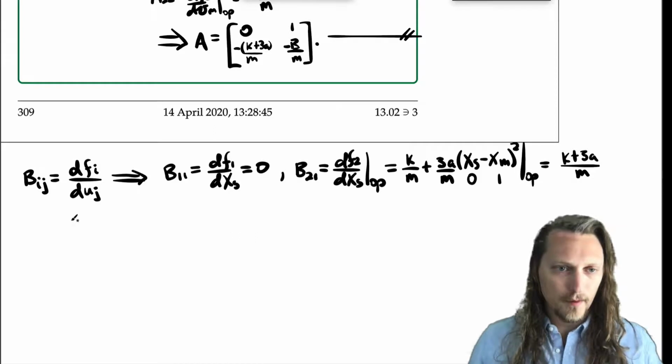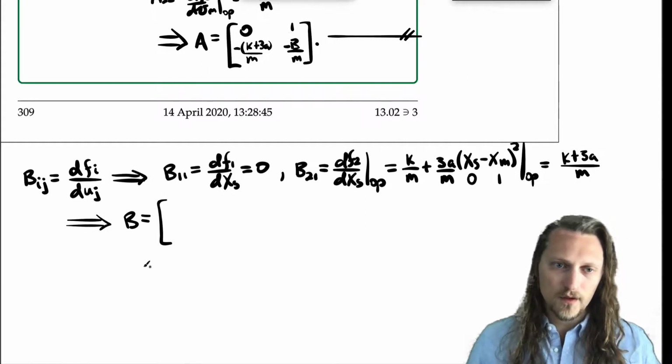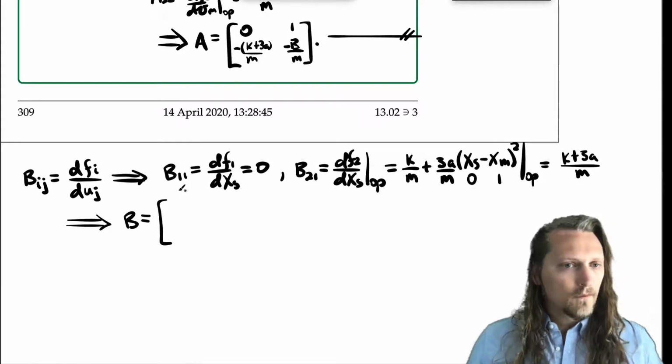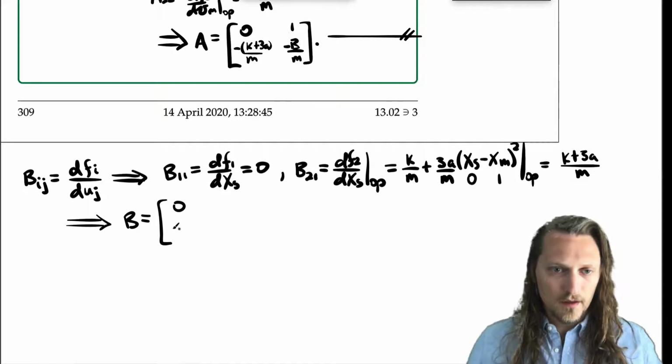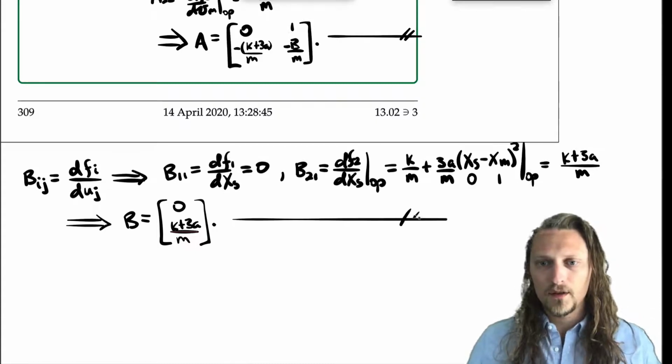So now that we've got both of those terms, we can write our B matrix explicitly. It's a 2x1 matrix, 2 state variables, 1 input. And we've got 0 and k plus 3a over m. And that's another one of our answers.